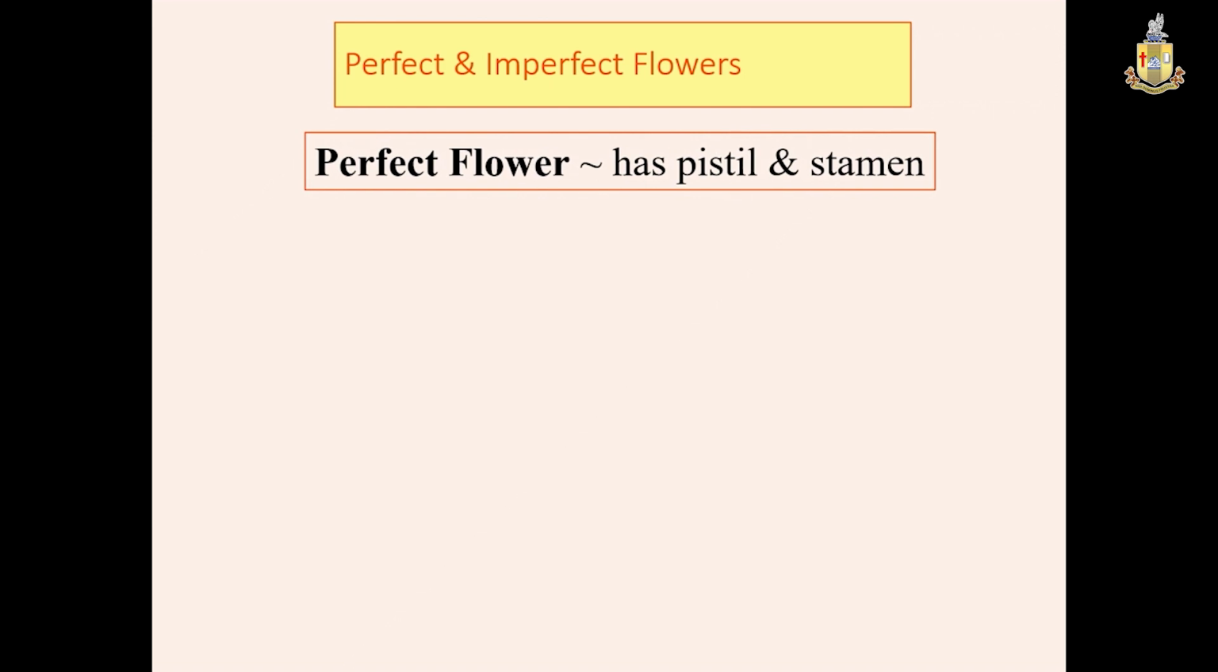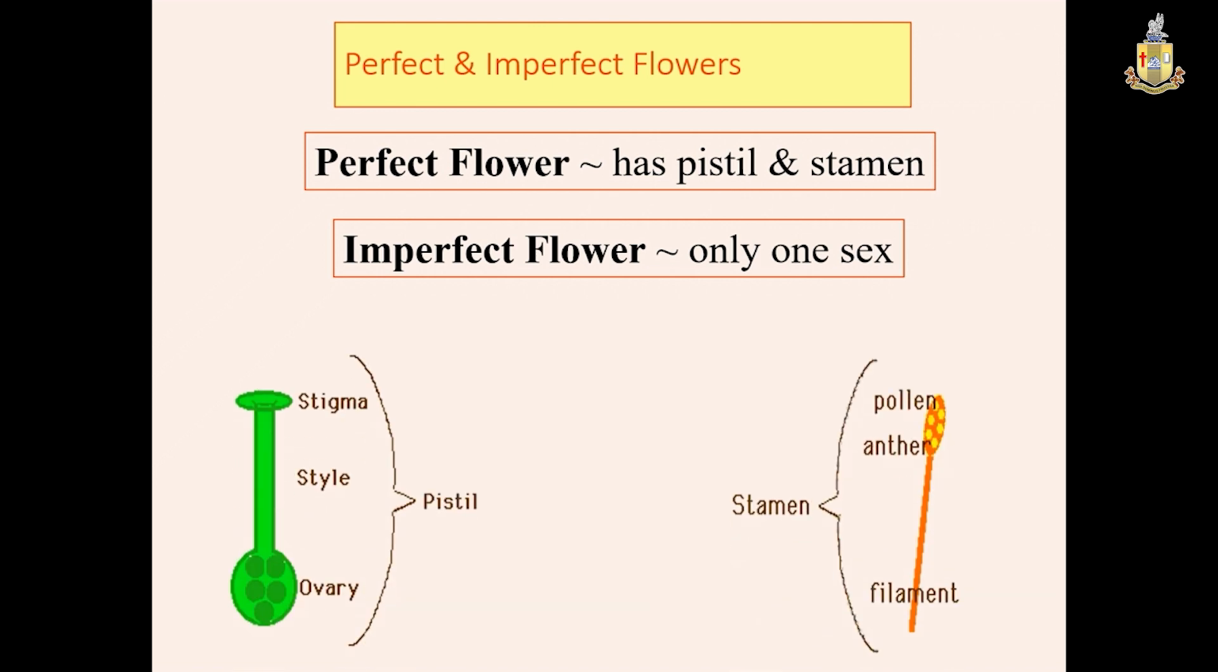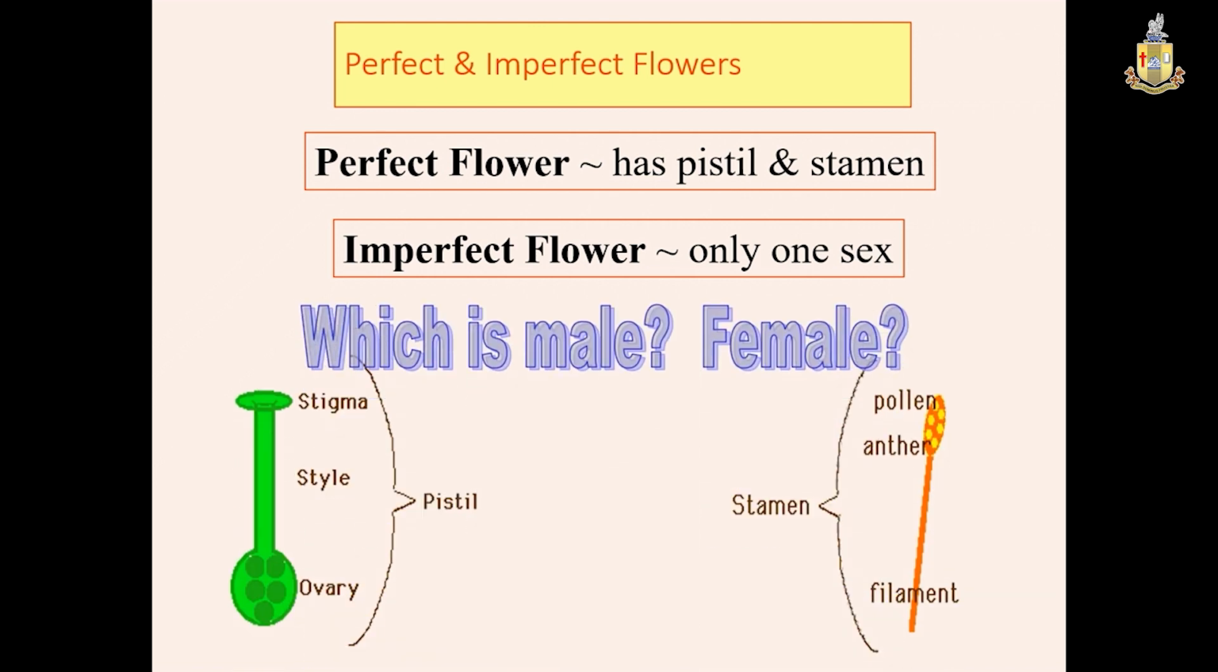What are perfect and imperfect flowers? A perfect flower has pistil and stamen, which are the essential parts of the flower. Imperfect flower means one which has only one sex. That means, what is meant by male and female? The male part is the stamen and the female part is the pistil, which contains the stigma, style and ovary.